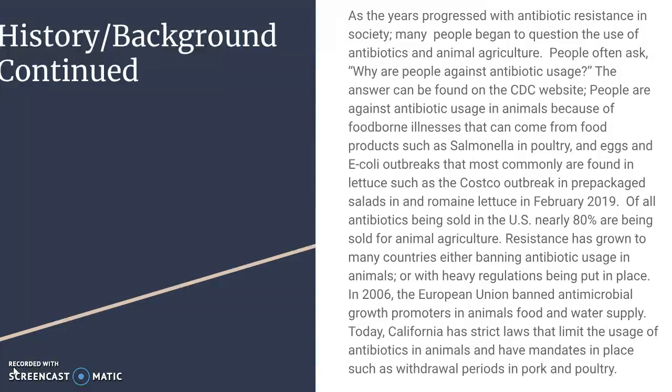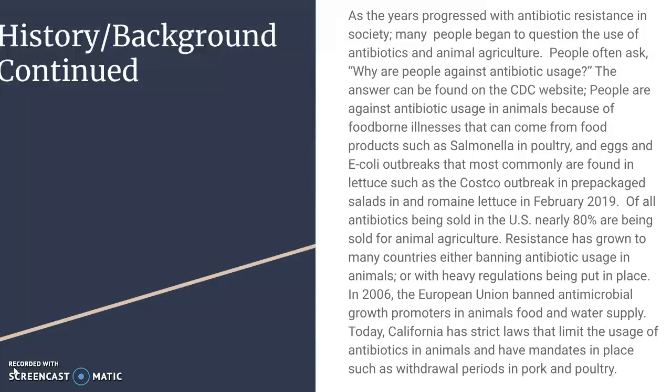in poultry and eggs, and E. coli outbreaks that most commonly are found in lettuce, such as the Costco outbreak in prepackaged salads and romaine lettuce in February of 2019. Of all antibiotics being sold in the US, nearly 80% are being sold for animal agriculture.